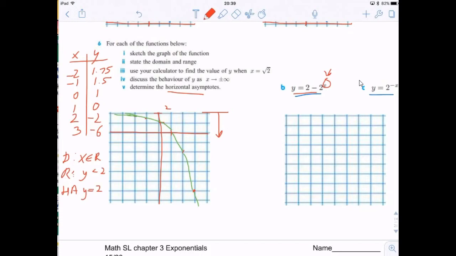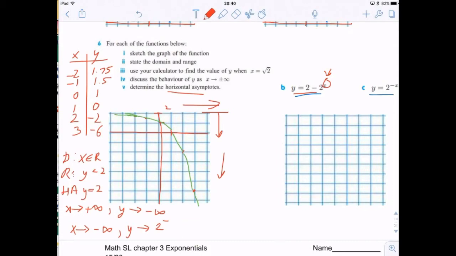Okay, so what happens to the graph as we go infinitely to the right? Well, it goes infinitely down, okay, because there is no asymptote. So we'll say as x goes to positive infinity, y goes to negative infinity. What about when x goes to negative infinity? When x goes to negative infinity, y approaches the asymptote, which is 2, and it approaches 2 from the bottom. Determine the horizontal asymptote. We already did that.